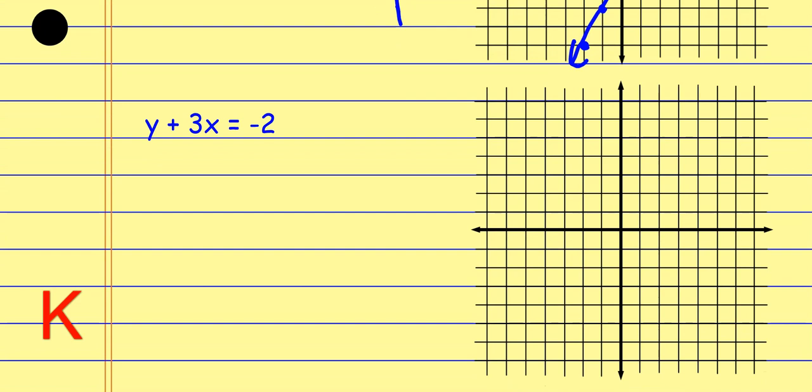If I look at the next one, again, I have to solve it for y first, so I have to get y by itself. To get y by itself, I have to get rid of that plus 3x. To get rid of a plus 3x, I have to subtract 3x. Whatever I do to one side, I have to do to the other side. And so now over here, I'm just left with y.